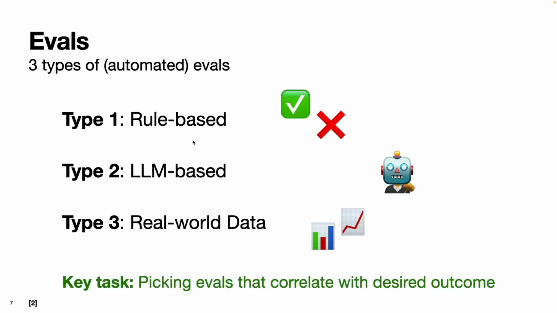A critical point in picking your evaluations for an LLM loop is ensuring that the evals you use are highly correlated with your desired outcome. While this is still a bit more art than science, in the upcoming slides, I'll give a handful of examples to hopefully give you a better idea of what might be the best choice for your specific use case.